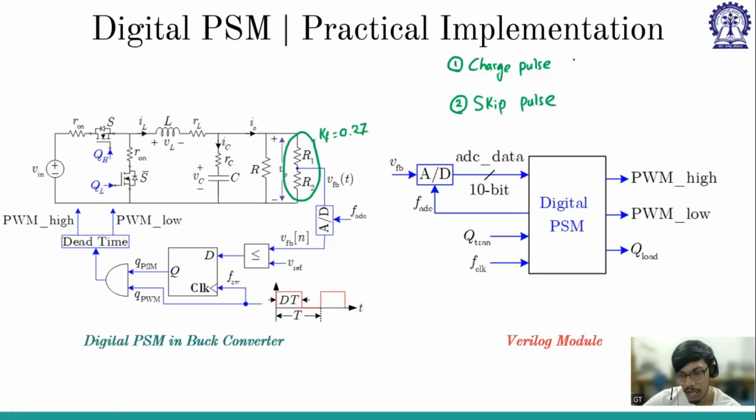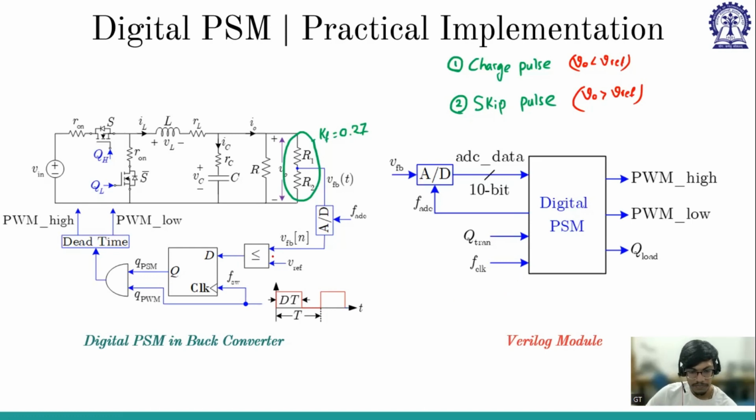So charge pulse will happen if V naught is less than V reference. Skip pulse will happen if V naught is greater than V reference. So the inputs and outputs are as follows. Entire thing remains same as voltage mode control, because there is only a voltage loop, but only the logic is different. So here we have digital PSM block instead of voltage mode control. So inputs and outputs are same as voltage mode control.